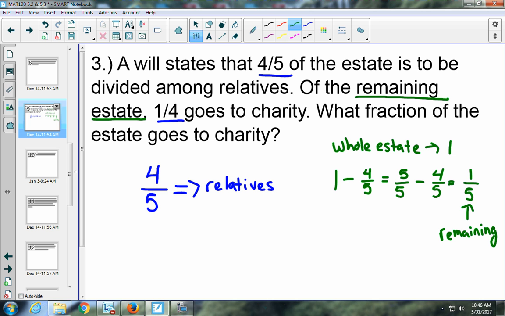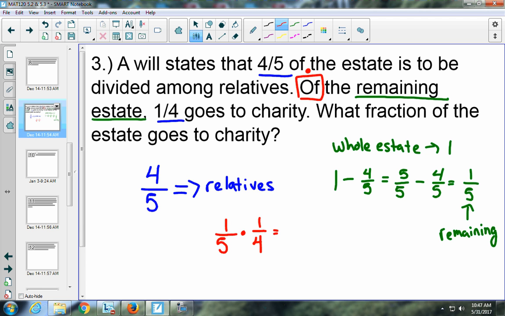It says of the remaining estate, 1/4 goes to charity. So here we have some key words. And our key word is of. Of is a key word for multiplication. So what we're going to do is take that remaining estate, 1/5, and multiply it by 1/4, because our of tells us to multiply the remaining estate and the 1/4 that goes to charity.